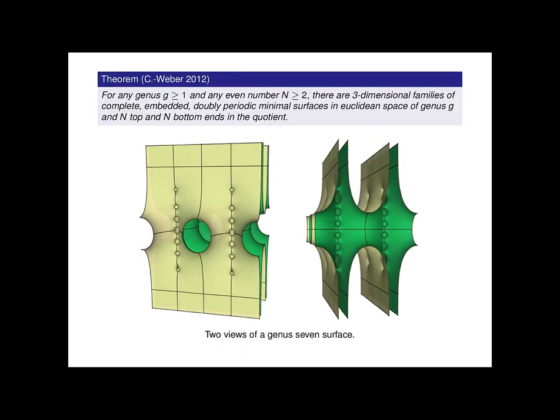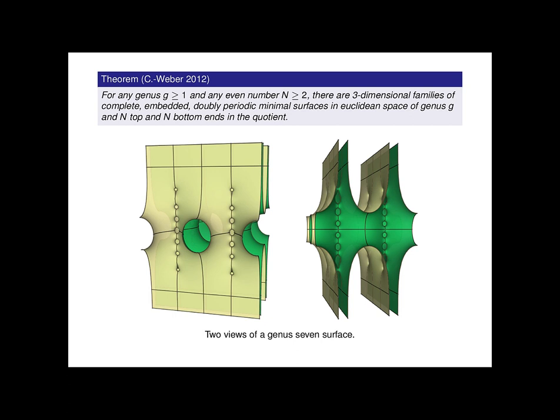So, the main result is that for any genus G greater than or equal to 1 and any even number N greater than or equal to 2, there are three-dimensional families of complete embedded doubly periodic minimal surfaces in Euclidean space of genus G, and N top and N bottom ends in the quotient. So here's one example of a genus 7 surface.